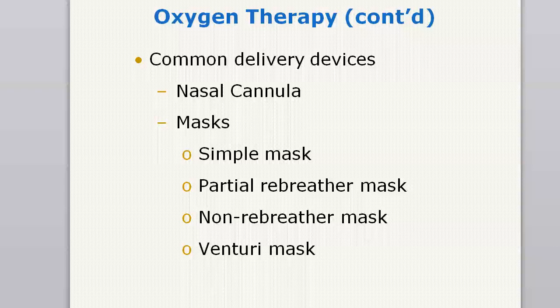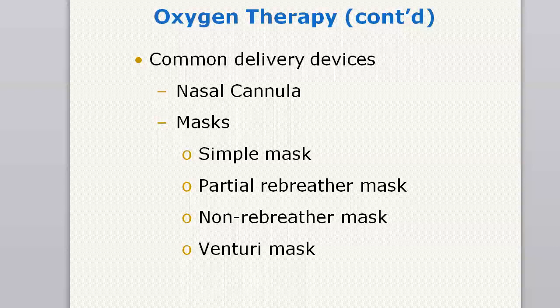Again, one of the most common types of oxygen delivery systems we have is the low flow nasal cannula. The next one we see here is the mask. We have simple mask, partial rebreathers, non-rebreathers, and Venturi mask.